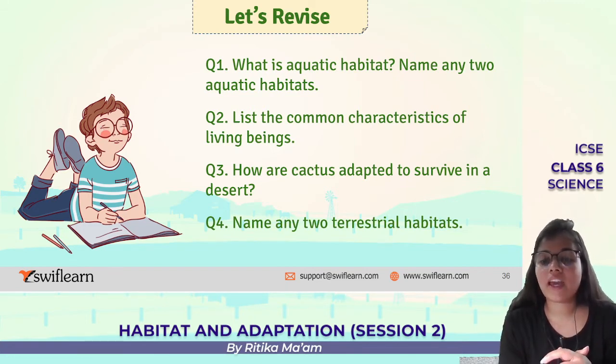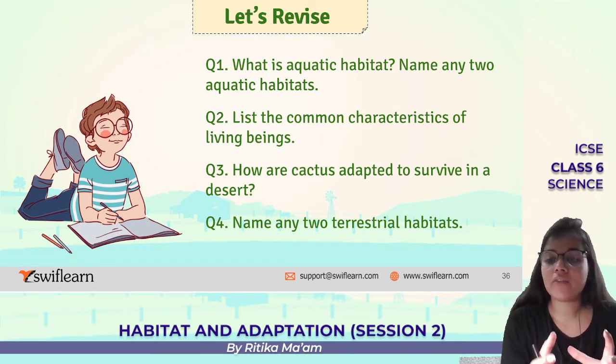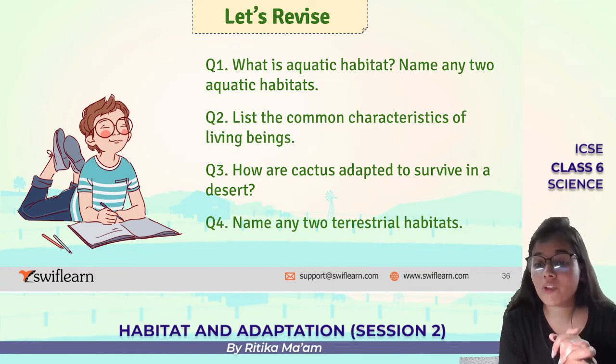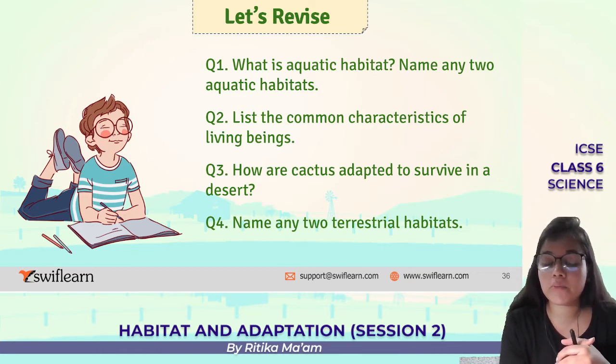List the common characteristics of living beings. So living beings reproduce their own kind, and they need oxygen to survive. Then we have 2 types of nutrition in living beings, autotrophic and heterotrophic. Autotrophic nutrition is followed by plants, and heterotrophic nutrition is followed by animals.